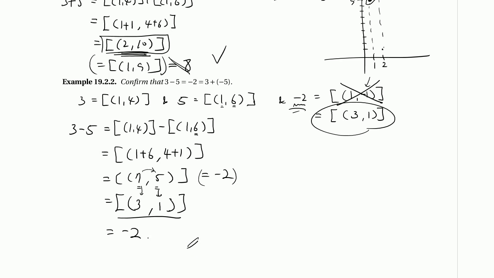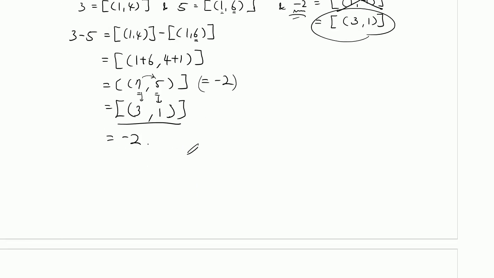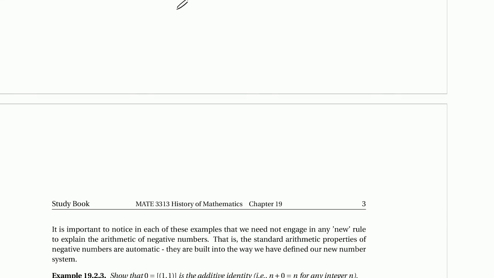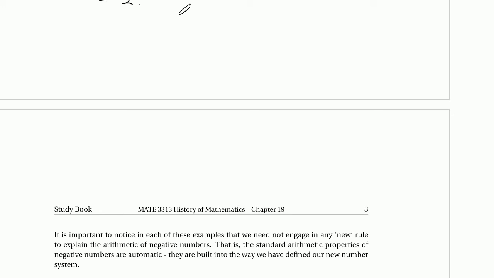Okay, so through these two examples, we find out that we didn't develop a new rule about negative integers, right? Negative integers are just a notation, that's all. And it can be explained and constructed just through the arithmetic operations, right? So that's one of the good reasons why we want to develop our number system in this way.